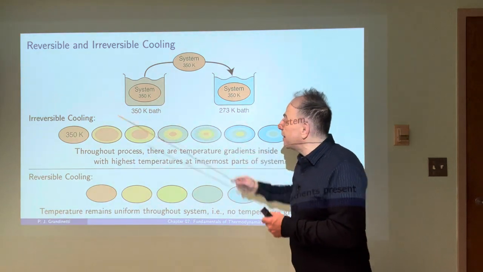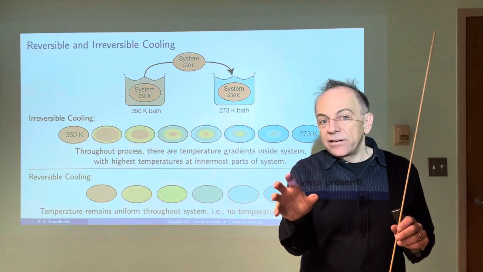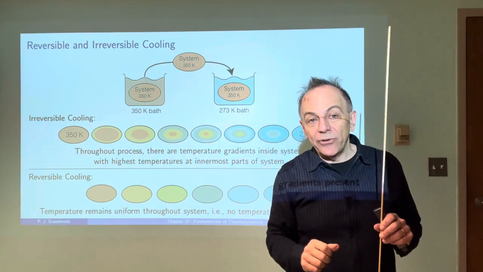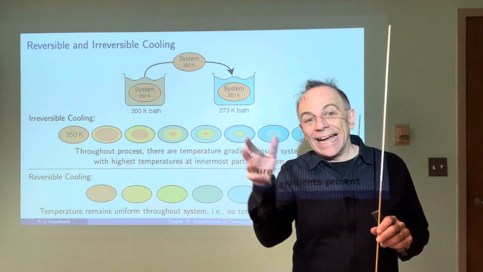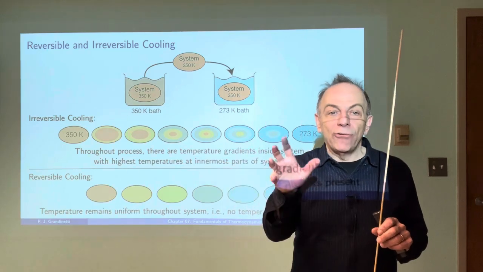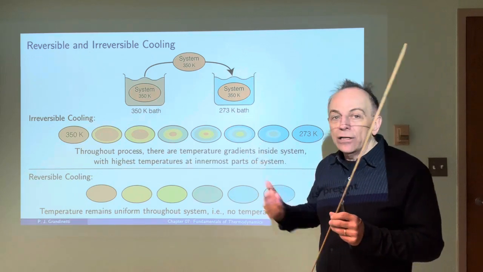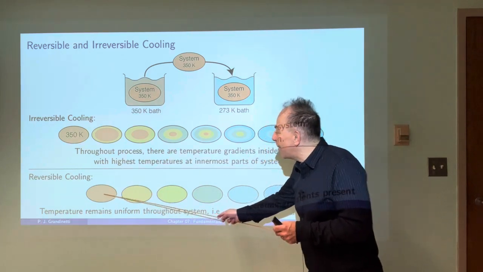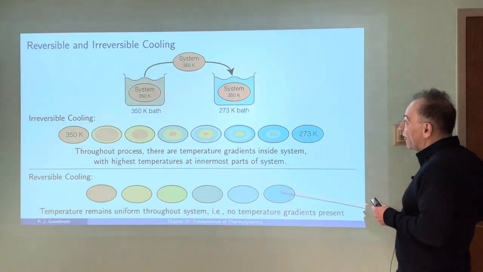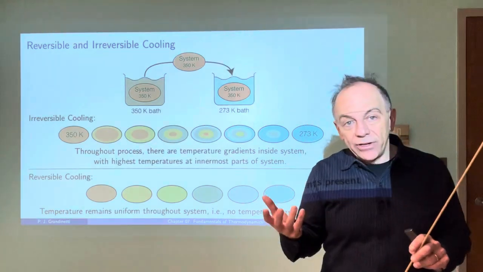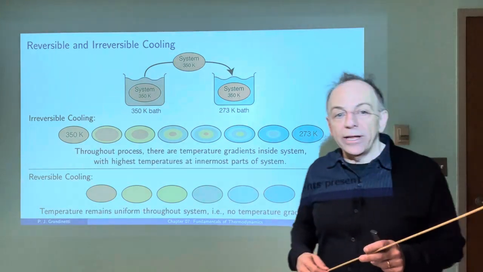Let's say I took the bath here, and maybe I had control over the thermostat on the bath, and I took it from 350 down to 349.99 Kelvin, and then I let it sit for a while, and then I took it from 349.99 to 349.98, then 349.97, 349.96, and so on, and slowly lowered the temperature so that if you looked at the temperature gradients inside, there would be none, and the system would always be at equilibrium at all these temperatures until I eventually got it to 273 Kelvin at equilibrium. So that would be an example of a reversible cooling of the system.